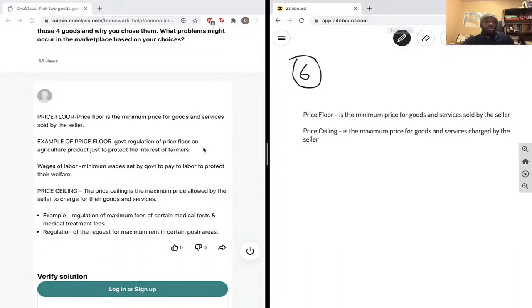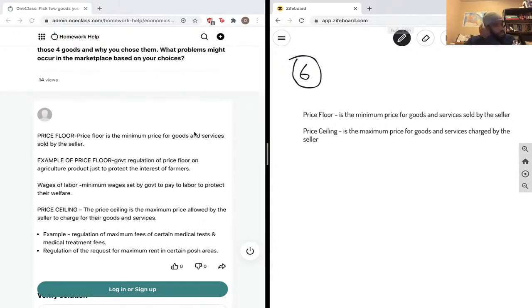And our examples here are regulation of maximum fees of certain medical tests and medical treatment fees, or regulation of the request of maximum rent in certain posh areas. So you could put a price ceiling on rent and price ceiling on medical technology, medical tests, and medical treatments. And some of the problems that this might create in the market.